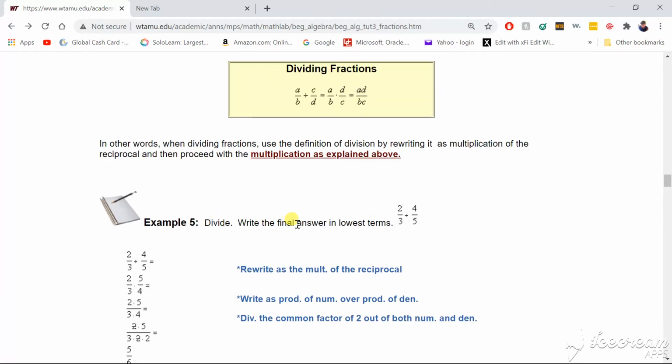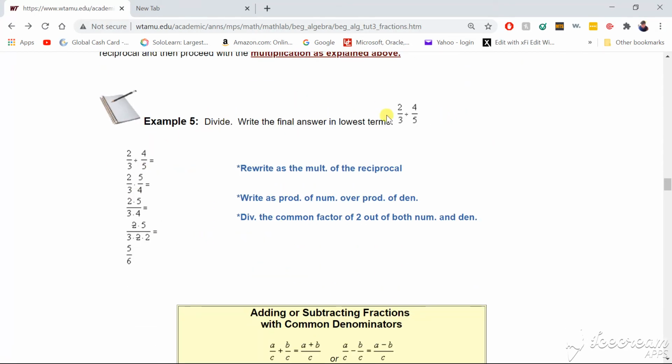Divide. Write the final answer in lowest terms. 2 over 3 divided by 4 over 5. Okay, lowest terms. So start: just bring this straight down, and then flip. Bam. 5 over 4.